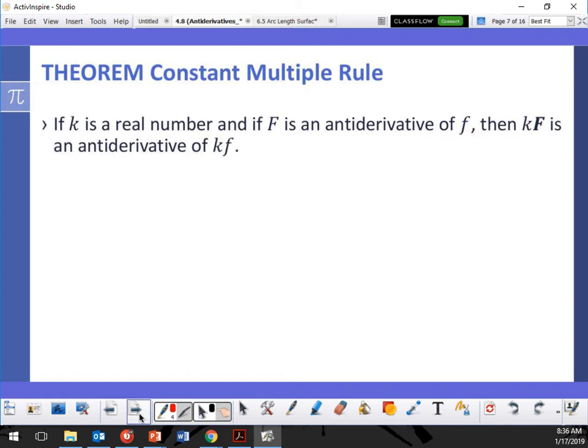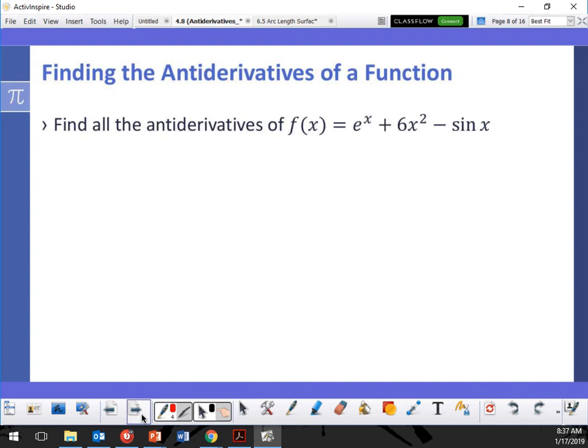Pi makes a lot of the problems complicated because they give you a whole bunch of decimals and stuff. So we just try and take it out and work on it later. All right, find the antiderivative of this.